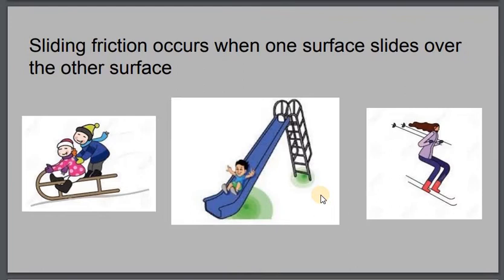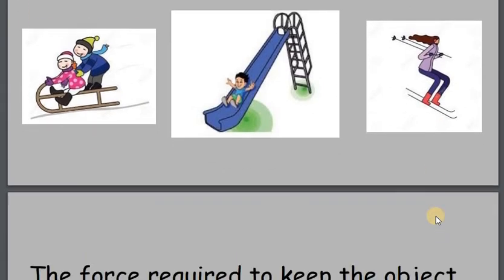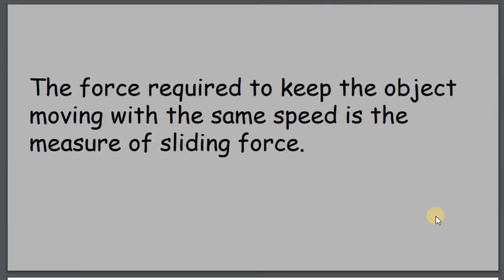Next we will see sliding friction. Sliding friction occurs when one surface slides over the other surface. Here are a few examples for sliding friction. The force required to keep the object moving with the same speed is the measure of sliding friction. When you compare static friction with sliding friction, sliding friction is less than the static friction.